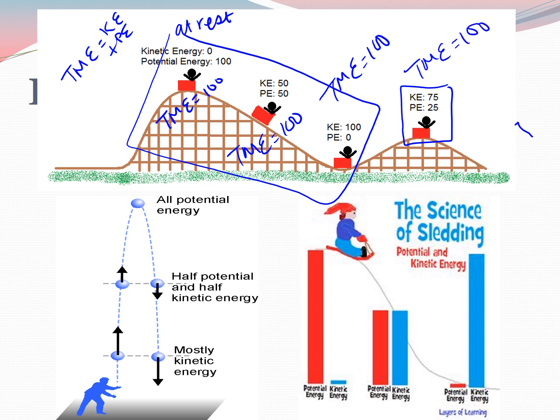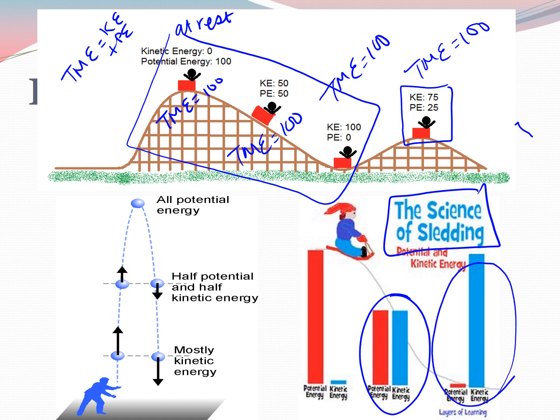And so this very top picture explains a lot of what we're going to be doing in the classroom. So make sure you review this topic. And again, just like the science of sledding, we have the most potential at the top, and then in the middle we have both of them equal to each other, and then at the very bottom, kinetic energy takes up the most of the energy. But if you notice, our total energy is conserved. It never changes. It's always 100 throughout the entire thing.